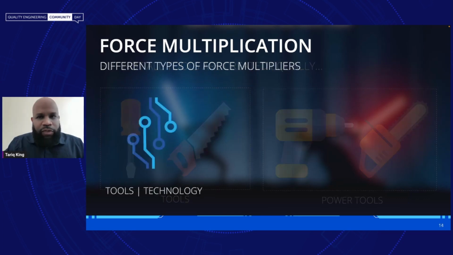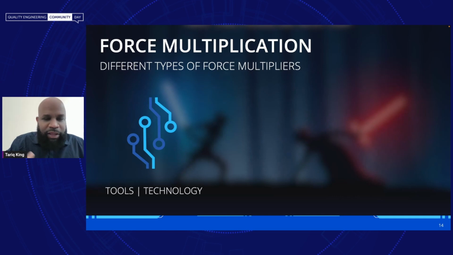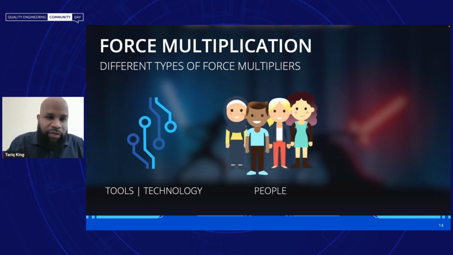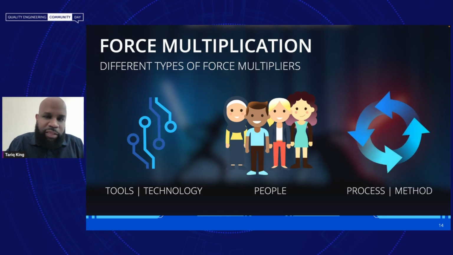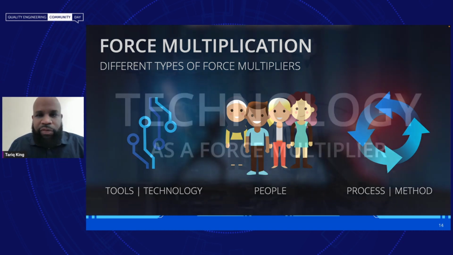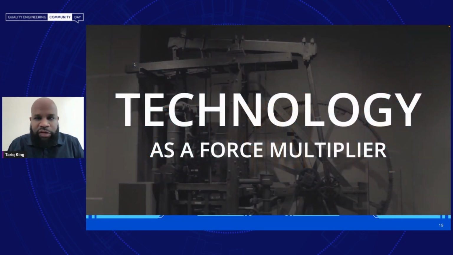And so we commonly think about these tools and even broaden that out to technology, but there are other types of force multipliers, right? People can be leveraged as a force multiplier, depending on your skills, and we'll talk about what you bring to the table. Sometimes one person can do the work of 10, depending on that person. And then there are processes or methods that are also force multipliers. So we're going to step through each of these. First, technology as a force multiplier.